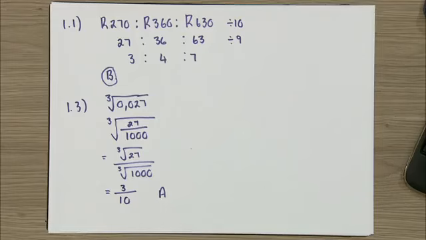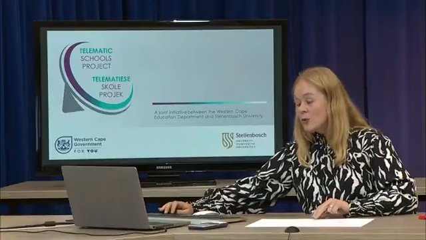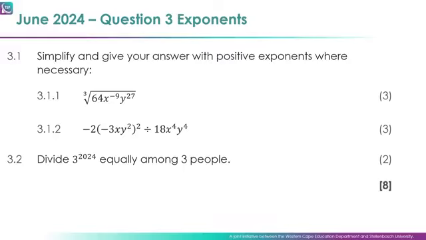Well done, grade 9s. Okay, time for us to page again. We are now moving on to question 3. Question 3, you will see, is exponents. So there's question 3.1 and 3.2. It is 8 marks, so in this case I am going to give you 8 minutes because it's on our exponential laws. So you have got 8 minutes, grade 9s.